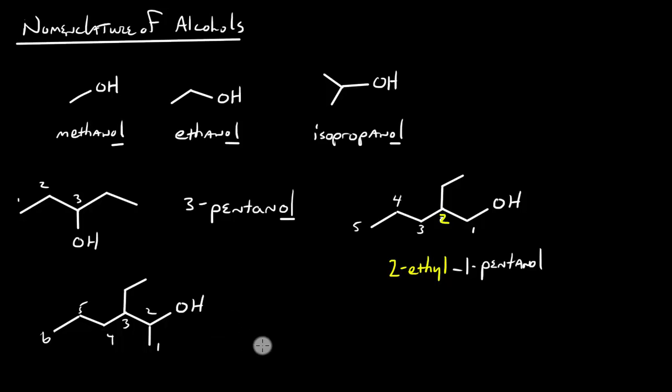Now we have a hexanol, and we definitely have to indicate where that hydroxy or OH group is. It's no longer in the first position, it's in the second position. So this would be a 2-hexanol. And now that ethyl group has been switched from the 2 position to the 3 position. So this would still be a 3-ethyl.